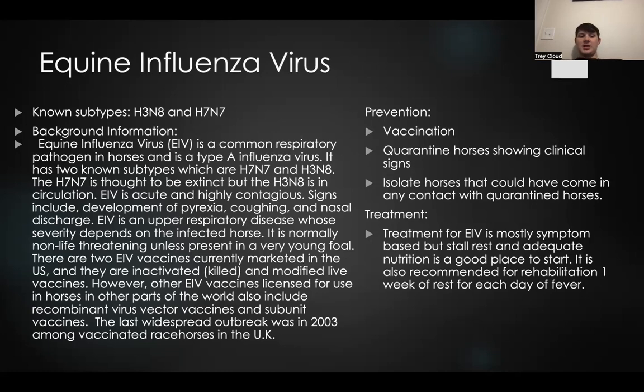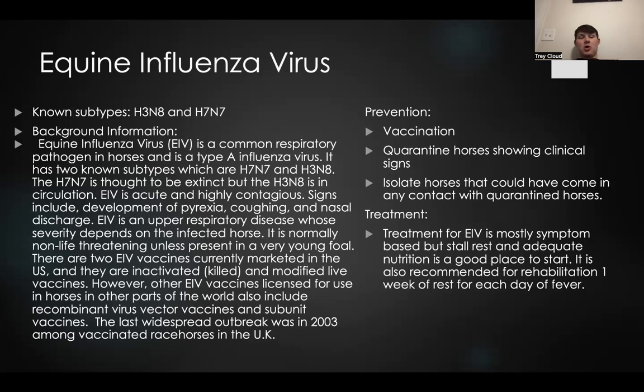And it's normally not life-threatening unless it's present in a very young foal, and that's just because their immune system hasn't really gotten time to build up. So it can be life-threatening to foals, but usually not life-threatening to horses that are a little bit older. There are two EIV vaccines currently marketed in the US, and that's inactivated and a modified live vaccine.